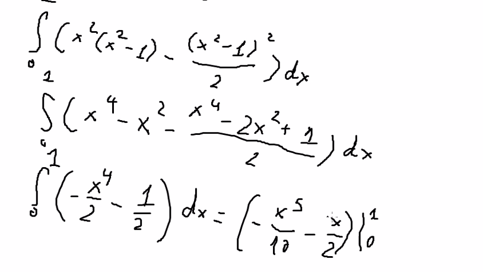We put number 1 and number 0 in here. So you get negative 3 over 5. And this is the final answer.